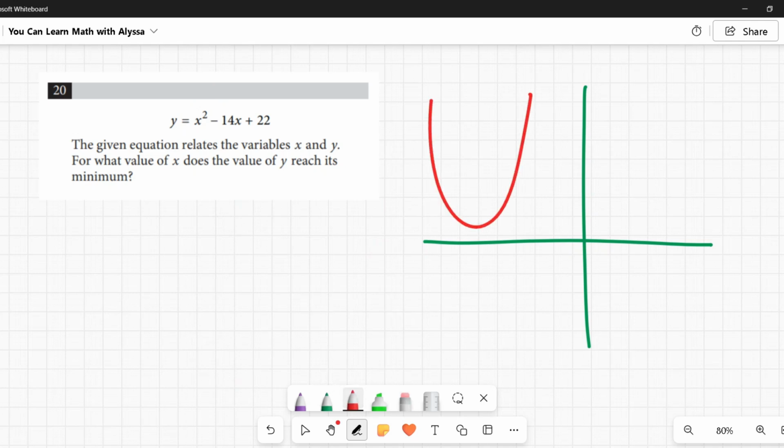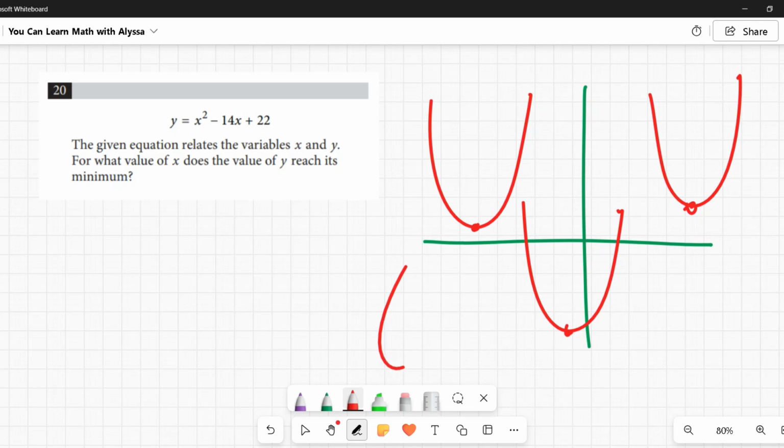So that minimum point is going to be the lowest that it goes. Wherever this parabola turns up when you graph it, you're going to look at that minimum point, be absolutely sure that you've identified the minimum correctly, and see what the x value is for that coordinate. We want the x.